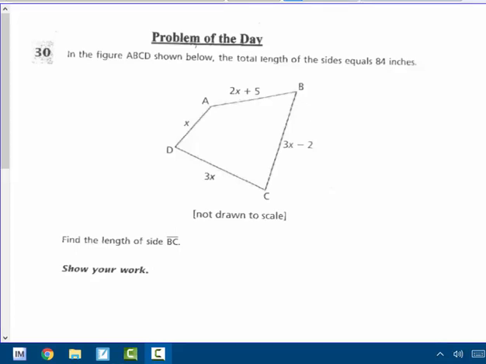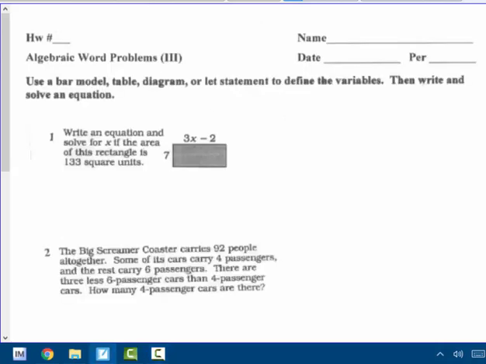Today's video starts on page 13 in your packets. It's a problem of the day. I'm going to leave this for you to do on your own. I'm going to do a couple of the homework questions on the next couple pages just so that we don't have so much to do in class.